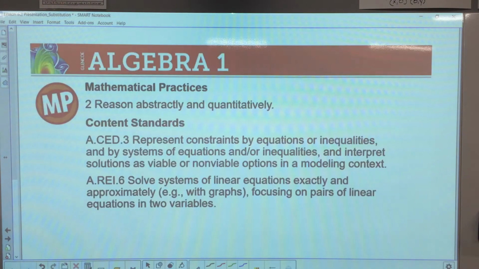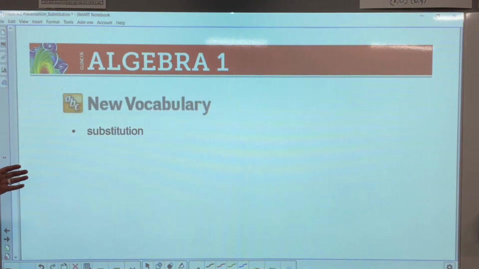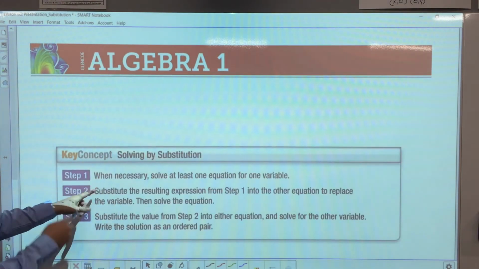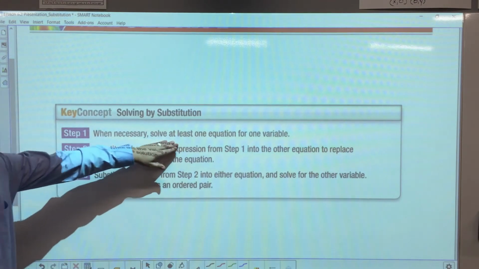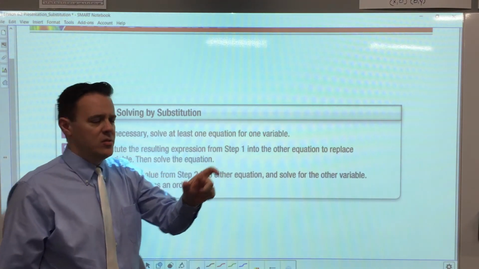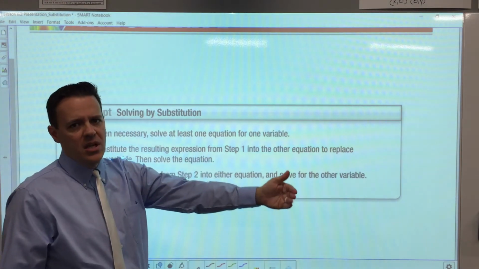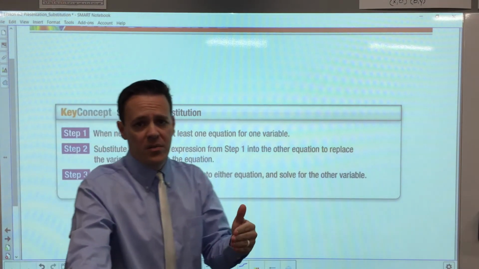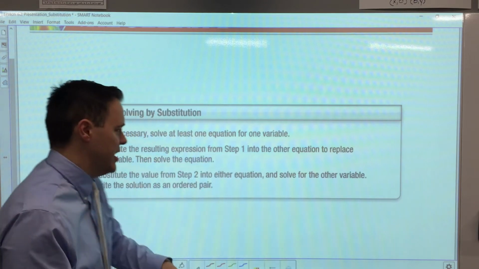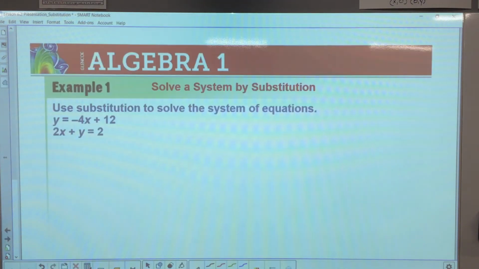All right, so what we have, ladies and gentlemen, is we are going to start working on some substitution properties. Substitution is where we are going to solve one equation for one of the variables, and then we're going to take that and plug it into the other equation. As soon as we solve for one of the variables like x or y, we'll plug it into the original, and I'll show you exactly what we're talking about.